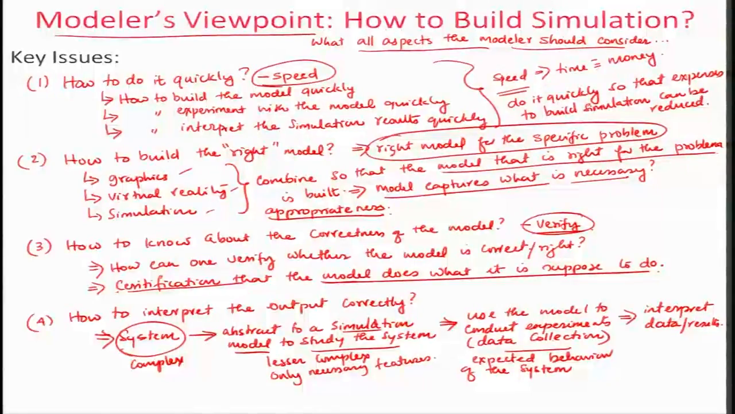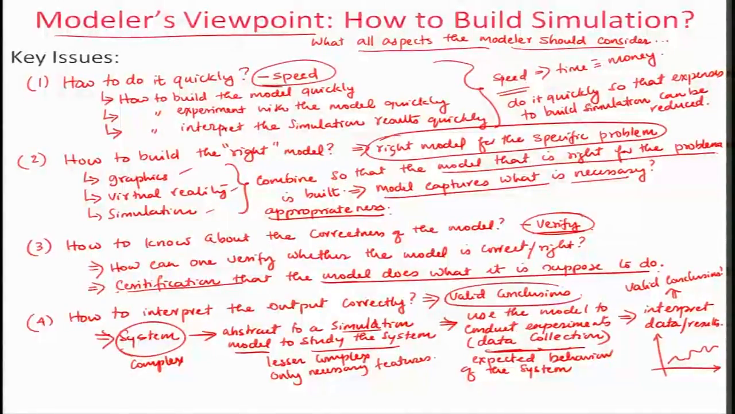Once you use this experimentation, it generates data. When the data is collected, how do you interpret the data? When you put a graph or something like this, what does this graph mean? How do you interpret this graph so that the conclusions made out of this data are sound? This results in what we call valid conclusions. How can you do that? Using this approach. So, that is the interpretation of the output correctly. The importance here is valid conclusions, or you can say rational insights.